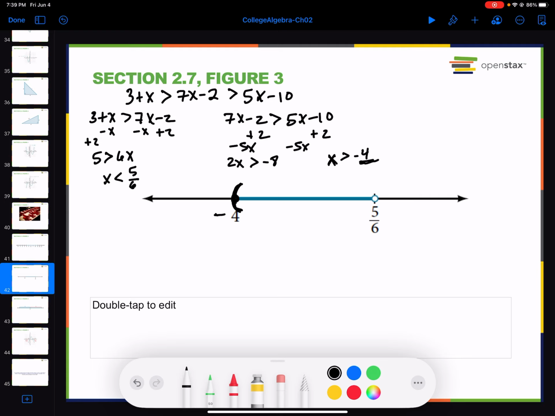And actually, so we've got a negative here, so we can rewrite this all in one. We can say negative 4, and make sure that you're writing it completely backwards. So negative 4 is less than x, which is less than 5/6. So then x less than 5/6, again, you can use the open circle, or you can use the parentheses. So this is our solution region right here.